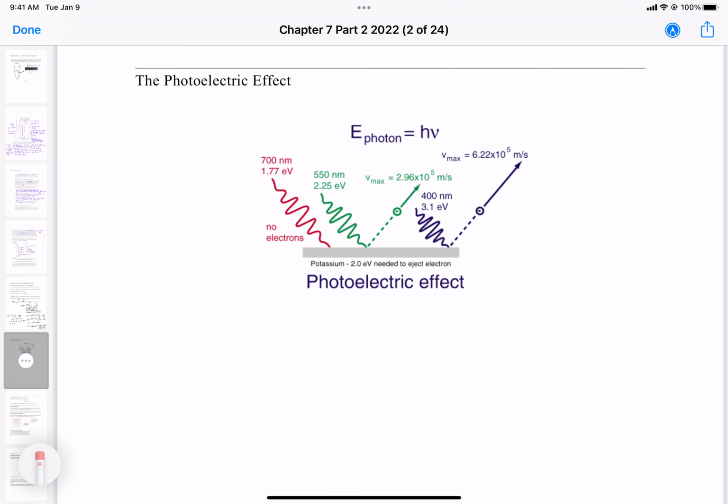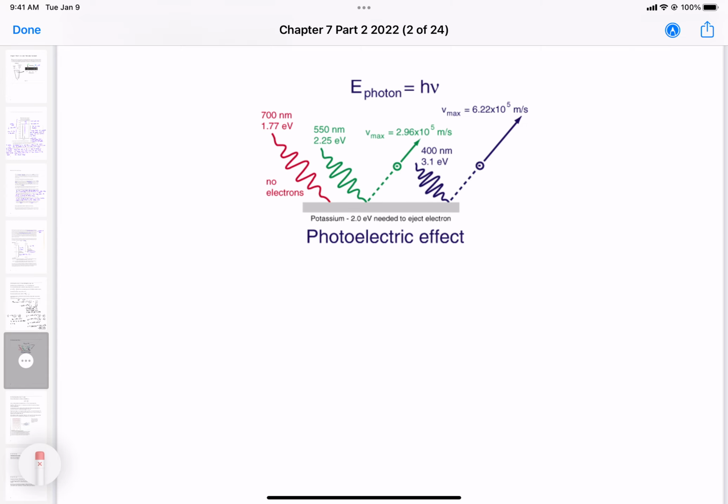Okay, so what happens is that these electrons won't be removed unless we shine light of enough energy to eject that electron. And we see here with the green light, we provide enough energy to eject the electron, and the electron will eject and have a certain speed from that energy. Okay, and then if we shine violet light there, it'll have even more energy, it'll have even more speed, because that excess energy is converted to kinetic energy.